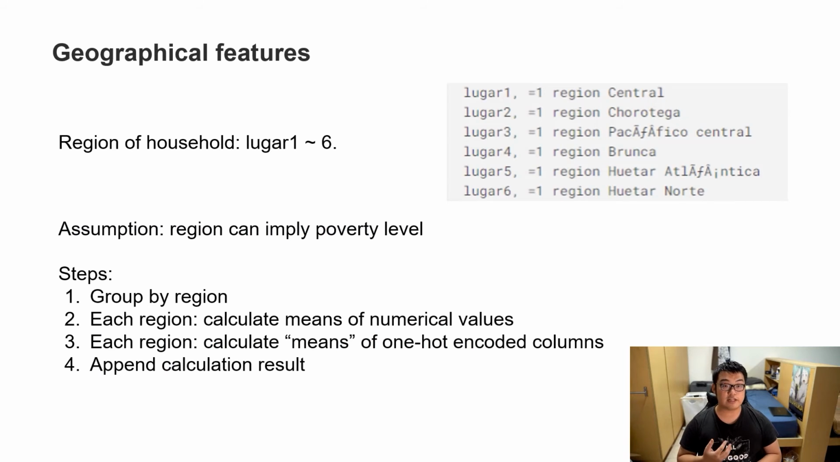In the end, we create geographical features. We have received the region of each household in the dataset. We assume that regions can imply the poverty level. So we take these steps to create geographical features. First, group by region, and then calculate the means of numerical variables and one-hot encoded columns for each region, and at last append these calculated results.